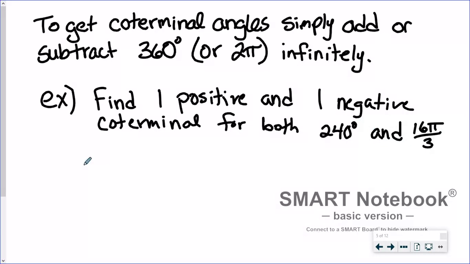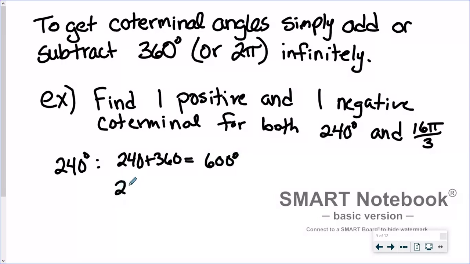For 240 degrees, that's easy. How can I get my first coterminal angle? Yeah, let's add or subtract 360. So if I do 240 plus 360, what do I get? 600. Yep. If I do 240 minus 360, what do I get?